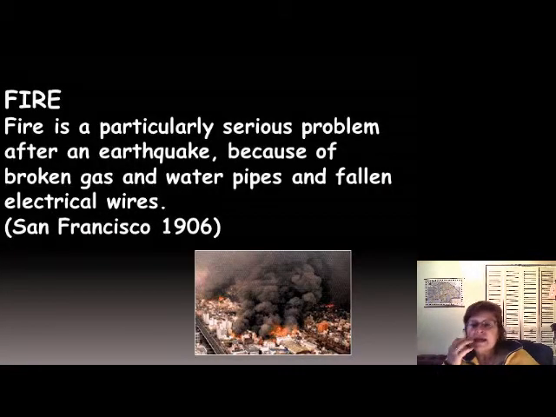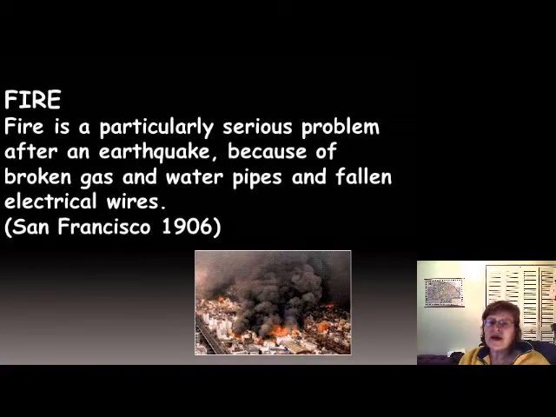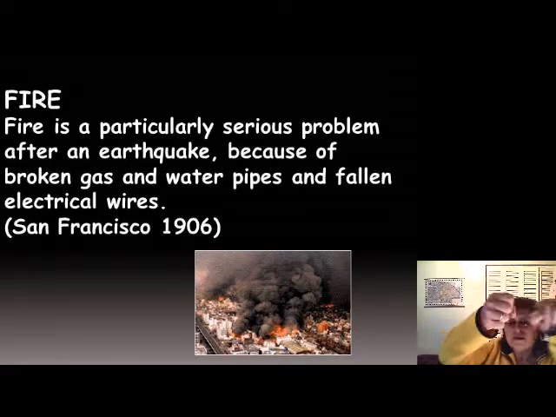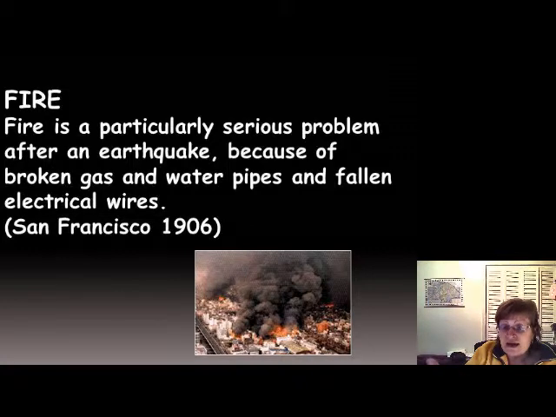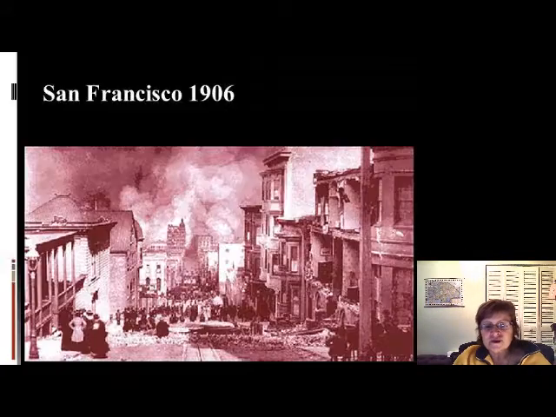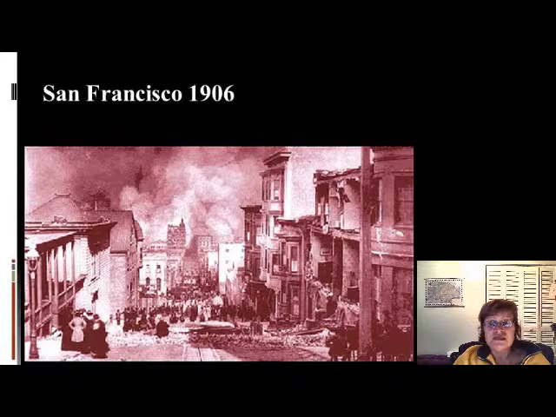The next thing which we have to mention is the fire. You understand, when there is an earthquake, the gas pipes are going to be broken, and also the water lines. When the gas pipe breaks, you're going to have a fire, but because the water pipe breaks too, you have absolutely nothing to put the fire out. And this is how San Francisco actually burned down in 1906.